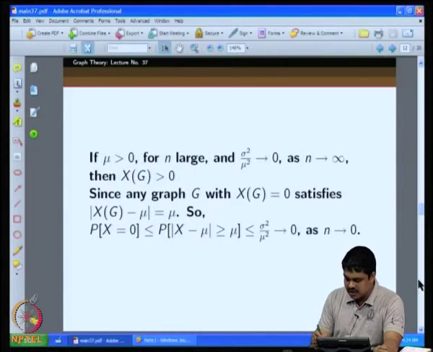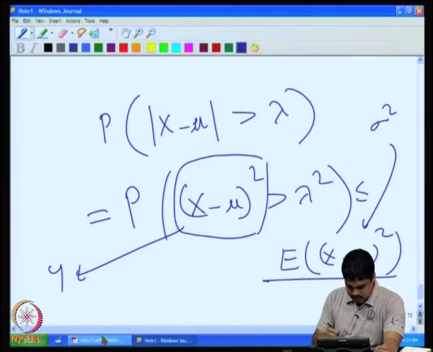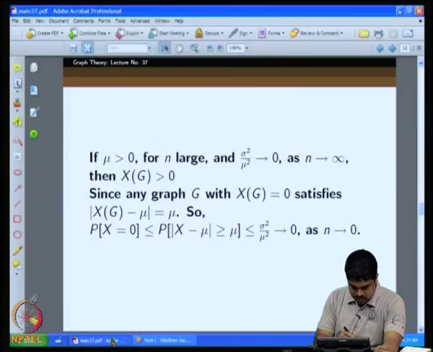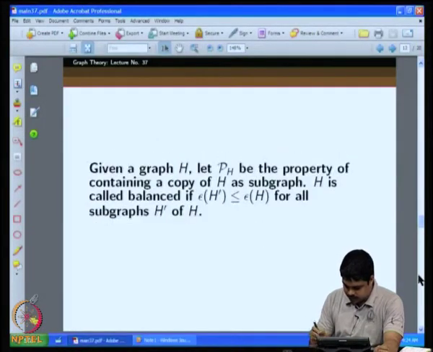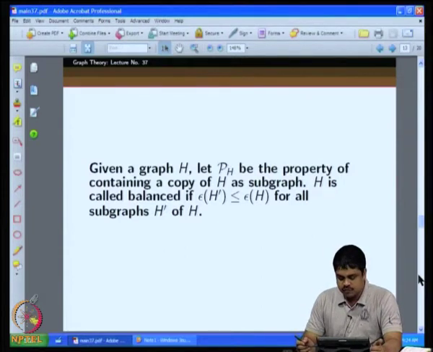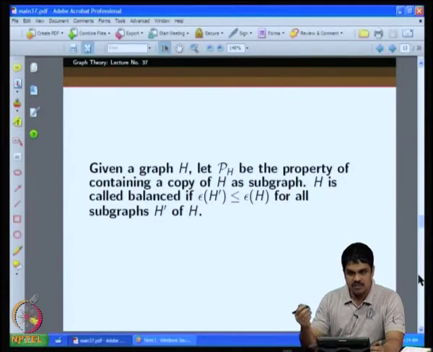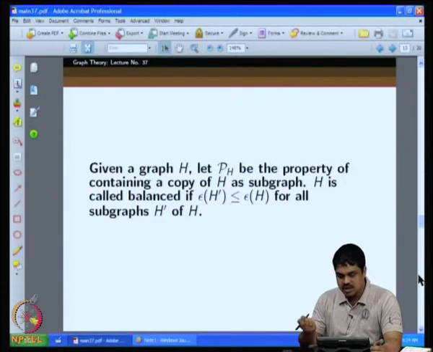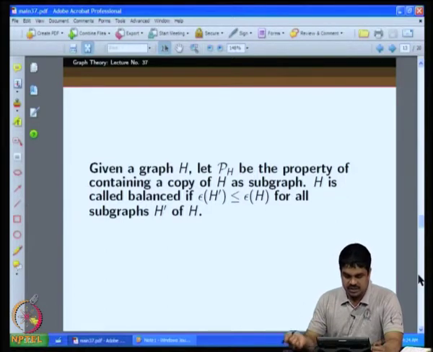We will illustrate it with one example. Let us again consider the property of H, where H is a fixed graph, and P_H is the property of containing a copy of H as a subgraph. That means, for a randomly drawn graph, what is the probability that H is contained as a subgraph? That is the property we are interested in. H should be present as a subgraph in G.